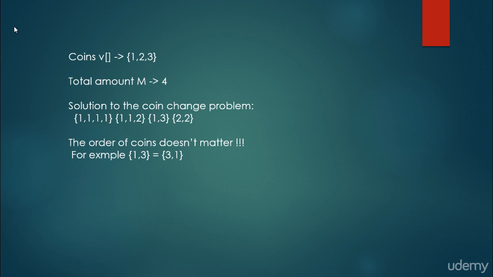So for example, we have some coins stored in the array V: 1, 2, 3, and the total amount is M equal to 4. The solution to the coin change problem is 4. We have 4 possible ways of doing it: 1,1,1,1; 1,1,2; 1,3; and 2,2. It's very important that the order of coins doesn't matter. For example, 1,3 is equal to 3,1.